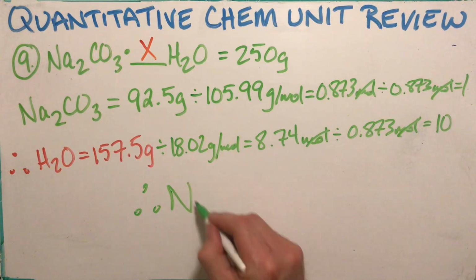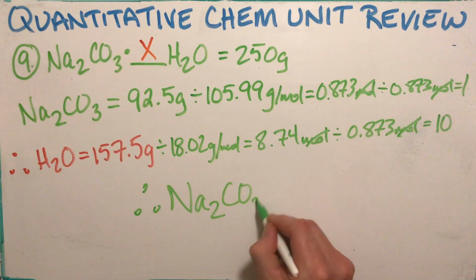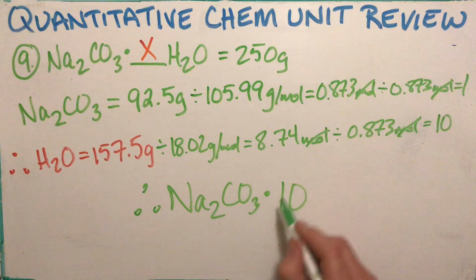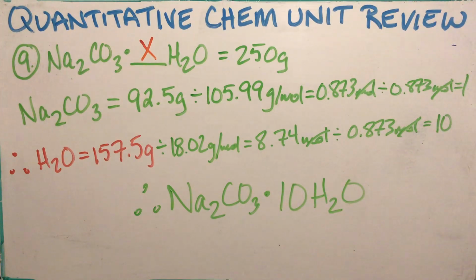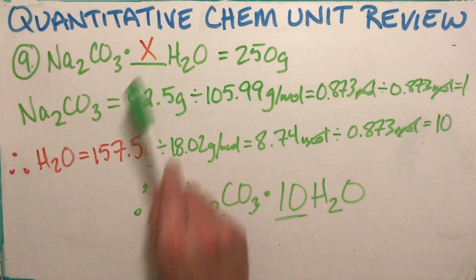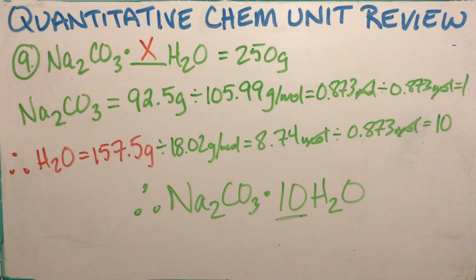my formula is Na2CO3 and I put that little dot there to show that the water is in there but not locked into that. It can easily be evaporated off. So it's sodium carbonate decahydrate. All right, so we had to find this right here. That was our X from before, sorry.